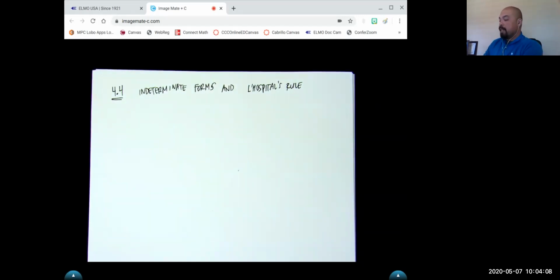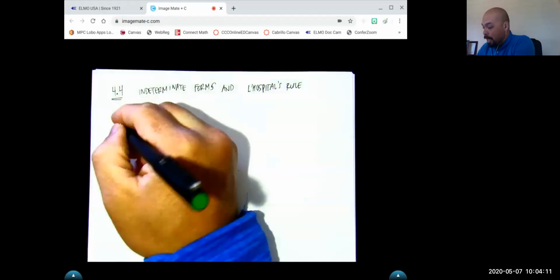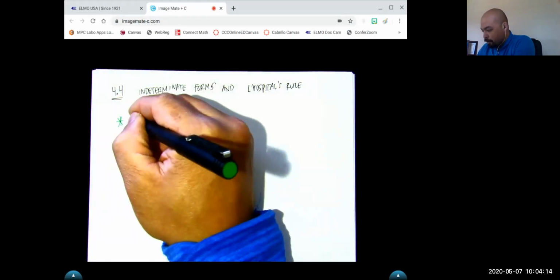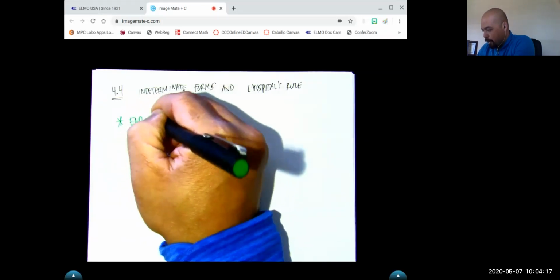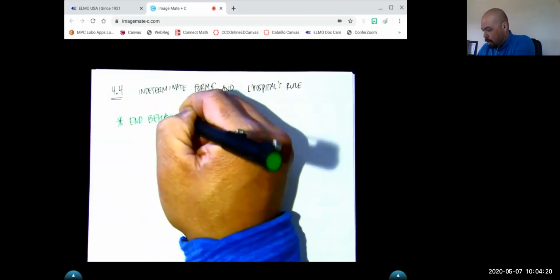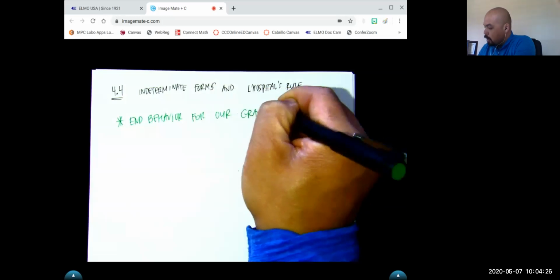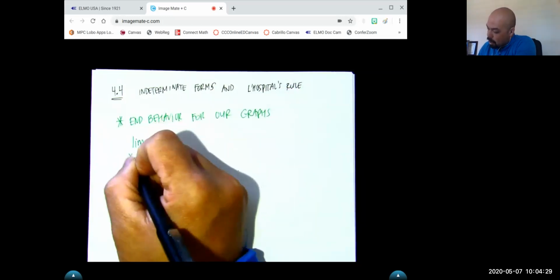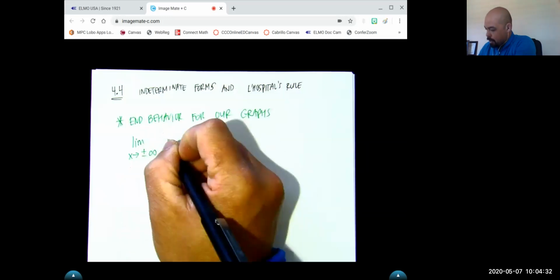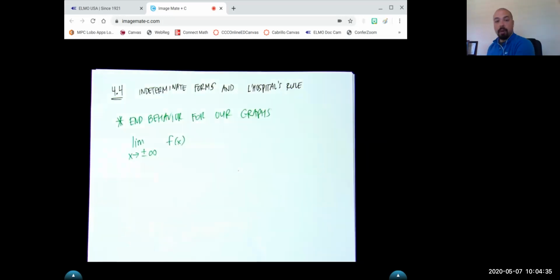But when we're looking at these indeterminate forms, really what we're going to kind of focus on is this kind of end behavior for our graphs. Looking at those limits as x goes to positive or negative infinity for our function, okay? And we're going to start to inspect, are we going to continue to climb to infinity, fall to negative infinity, right, continue to decrease, or possibly at the ends, are we going to have a horizontal asymptote, right?